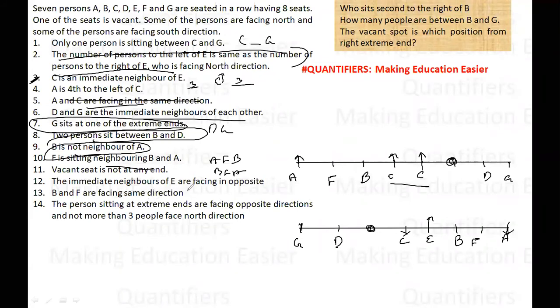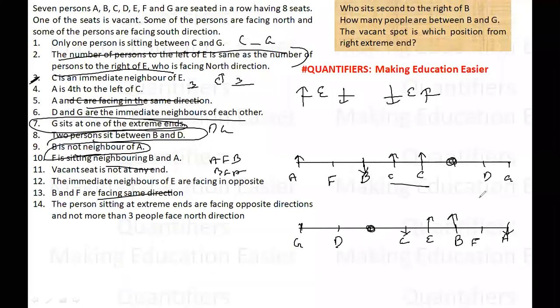The two neighbors of E are facing in opposite direction, which means that the two people sitting around E, with respect to each other, are in opposite direction. It is not necessary that their positions with respect to E are in opposite direction, but they are facing opposite directions. So if E's left hand is north, E's right hand is south, and so on. Here E's right hand is C, so B must face south. Here E's C, this is C, then B must face north. This is given to me.